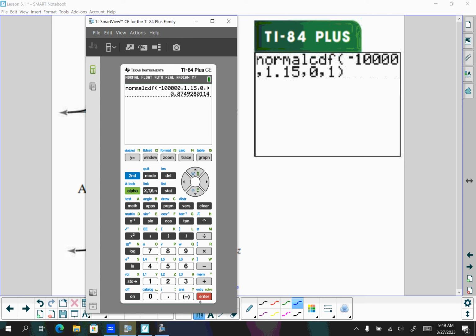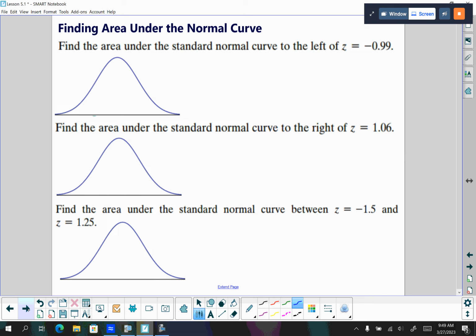Okay? Make sense? Yeah? Okay. So let's go to the next slide. Let's practice a few more. In these, we're going to find the area and we're going to shade it.